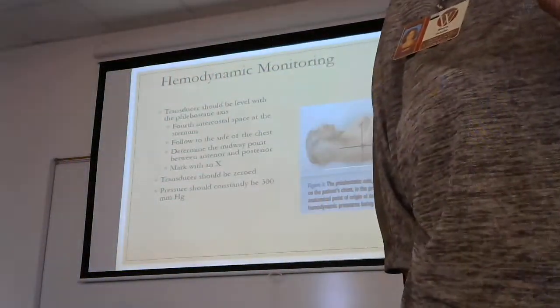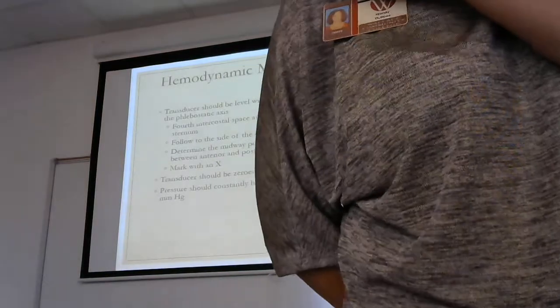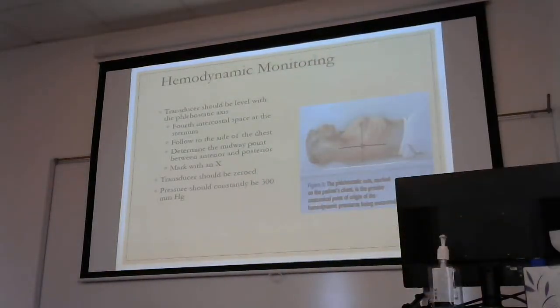So where's the phlebostatic axis? Well, it tells you right here. Fourth intercostal space, midline. You guys, when you were in fundamentals and you learned how to take blood pressures, how was the arm supposed to be positioned in relationship to the heart? Level, right? We're measuring pressures within the heart, so we need our equipment level with the heart.